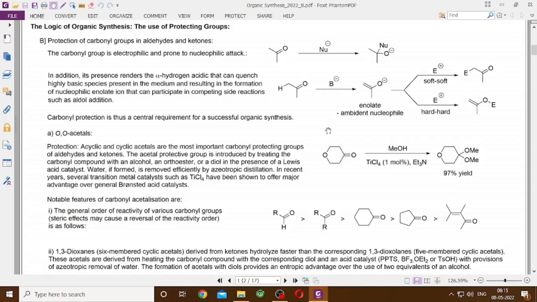Also, the alpha hydrogens of carbonyls are relatively acidic because of the electron withdrawing nature of the C double bonded O, and therefore they are prone to enolization or enolate formation under basic medium, and that can lead to undesirable side reactions such as combination of an electrophile with this oxygen if this is a hard electrophile, and combination of an electrophile with this carbon, alpha carbon, if this is a soft electrophile. So these sort of undesirable side reactions may happen. Therefore, for an organic synthetic chemist, protection of a carbonyl is a central requirement.